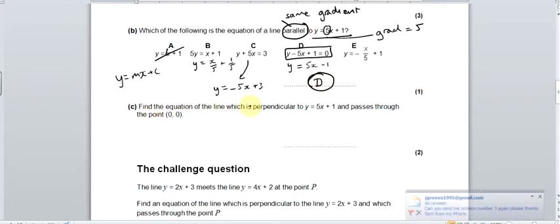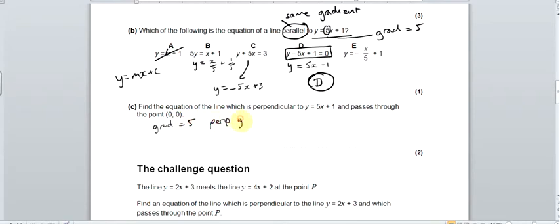Find the equation of the line which is perpendicular to y equals 5x plus 1 and passes through the point 0, 0. So gradient equals 5, so the perpendicular gradient is the negative reciprocal, so minus a fifth. So it's y is equal to minus a fifth x. And we've got our plus c, but you can see there it crosses the y-axis at 0, so it's plus 0.